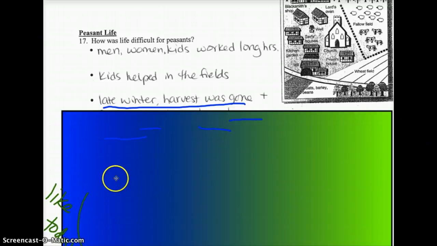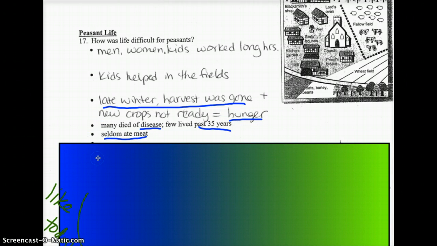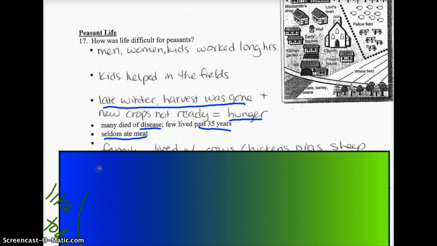They might be lacking some food, because if the harvest disappeared before the crops weren't ready, they went hungry. They had a short life expectancy, 35 years. So I would have died probably 5 or 6 years ago, and that was typical, to not live past 35 years. They didn't have a lot of meat. I guess if you're a vegetarian, you don't care about that, but I like meat.